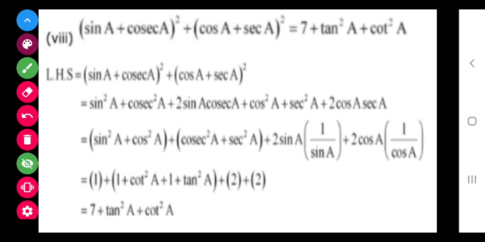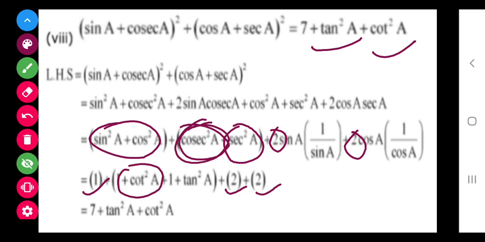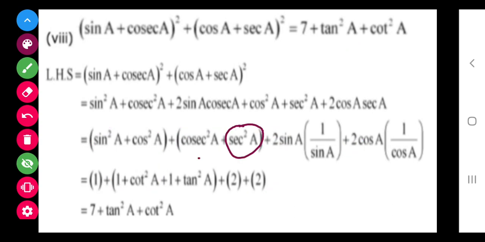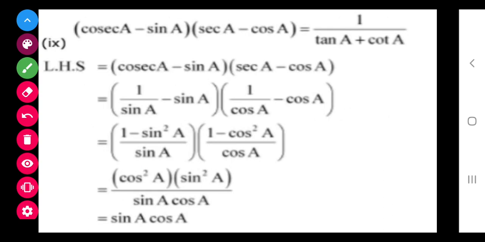Now what is the answer? What is left? 2 from here, 2 from here, and 1 from here. Overall it is 1 plus 2 plus 2. Now this cosec and sec is left, and the answer we need is in tan and cot. So cosec square can be written as 1 plus cot square A and sec square can be written as 1 plus tan square A. Finally 1 plus 1 plus 1 plus 2 plus 2, that equals 7, plus cot square A, cot square A, tan square A, tan square A. So this is the answer. Now next.